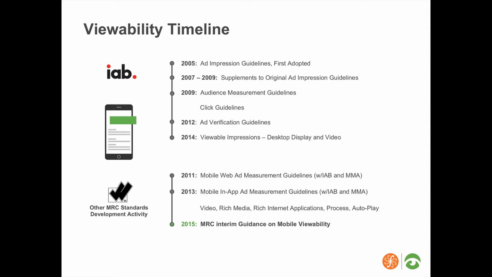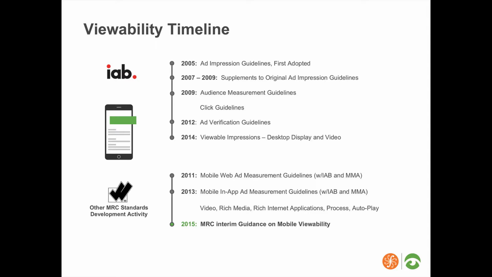The story of mobile viewability starts nearly 10 years ago with our desktop ancestors. Viewability guidelines are not new to our industry. In fact, 10 years ago, the IAB first adopted the ad impression guidelines. And then 5 years ago, both desktop audience and desktop click guidelines were published.